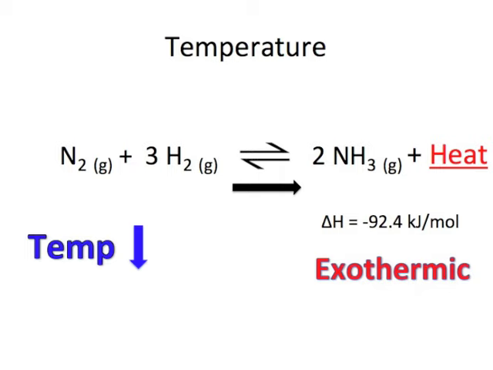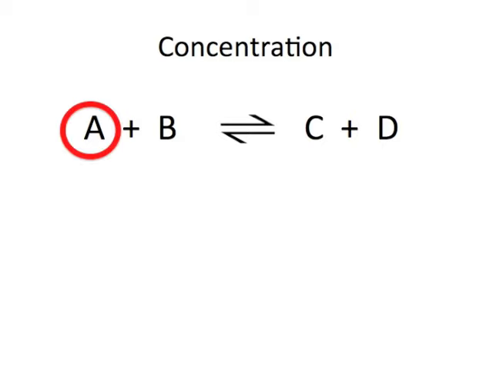Another way to induce stress on a system is to change the concentration of the products or reactants. Let's use a generic example. If we add a bunch more of compound A, our concentration of A, one of the reactants, increases, and the position of equilibrium shifts right toward the products.